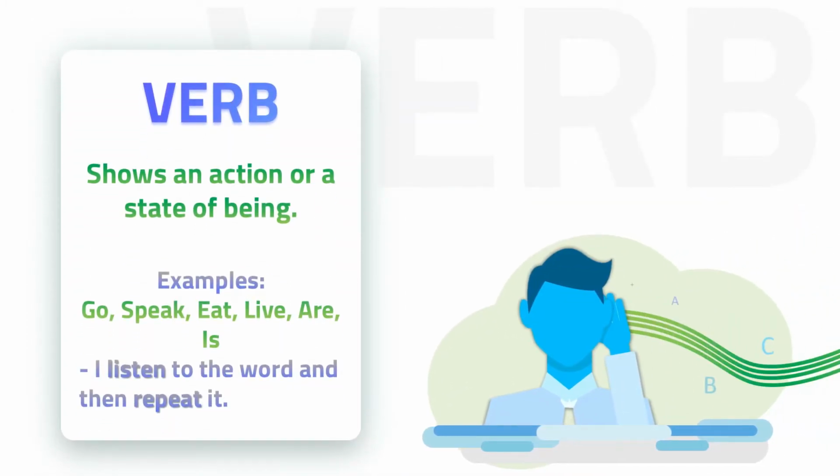The verb shows an action or a state of being. For example, in the sentence I listened to the word and then repeated, the verbs are listened and repeated.